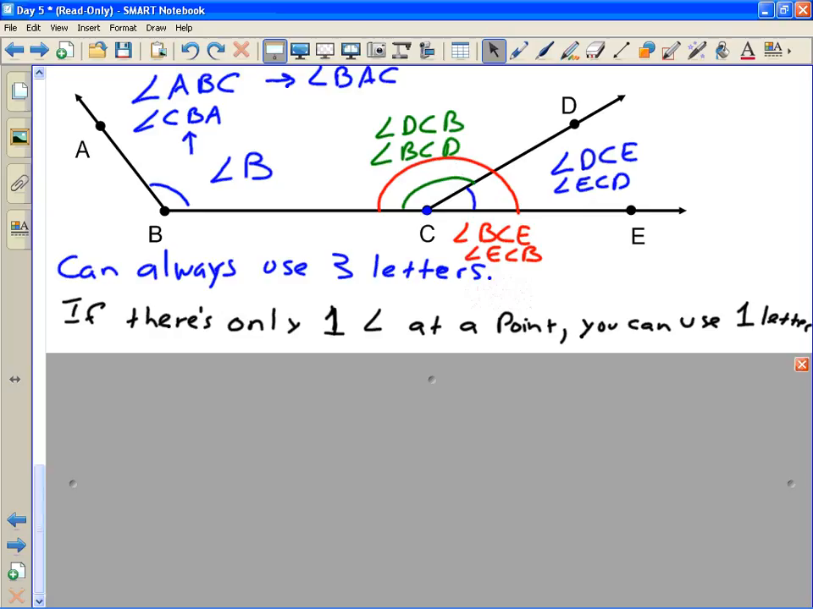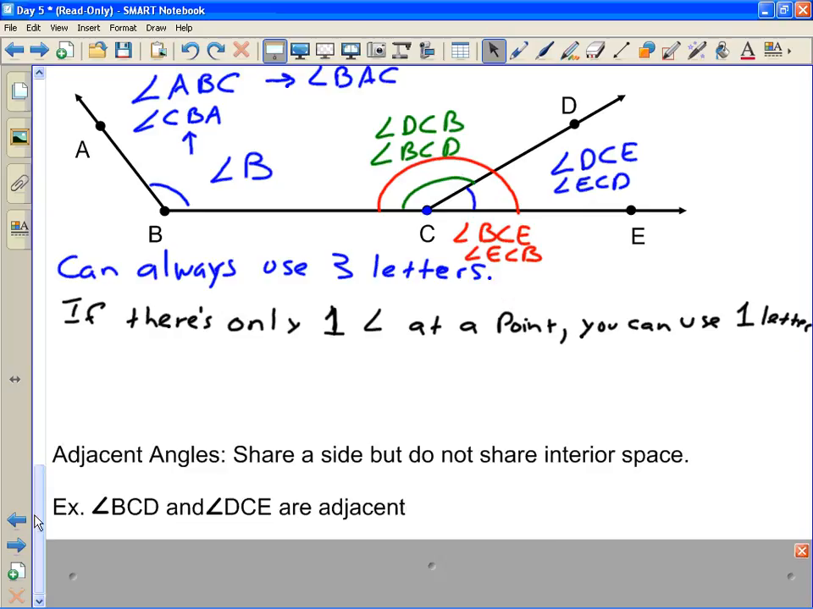The first way the angles can be related to each other is if they're what's called adjacent. The word adjacent means next to. So you can kind of picture the ones that would be next to each other. If I go up and talk again about this blue one and this green one, they're right next to each other. A more formal definition says that they share a side but do not share interior space.